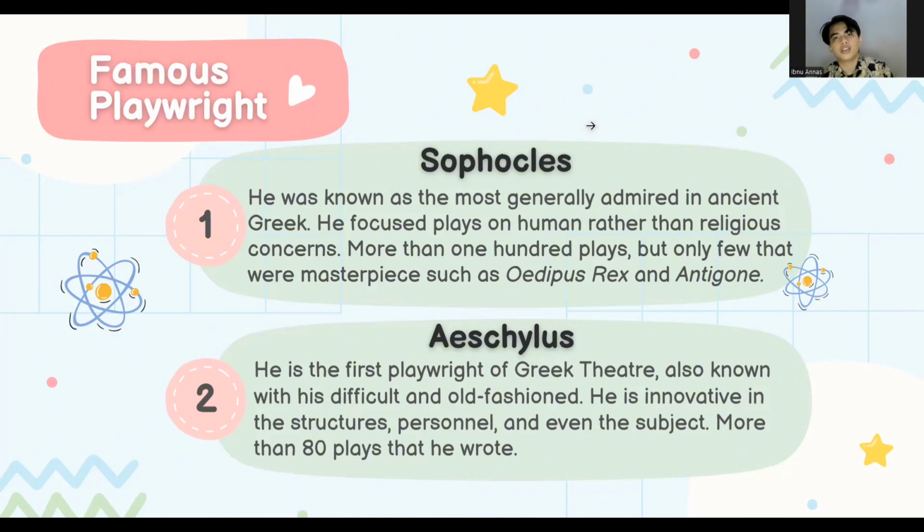He is best known for his trilogy, the Oresteia, which is the only complete trilogy we have from ancient Greek theater. It explores the themes of justice, vengeance, and the shift from personal retribution to societal law.